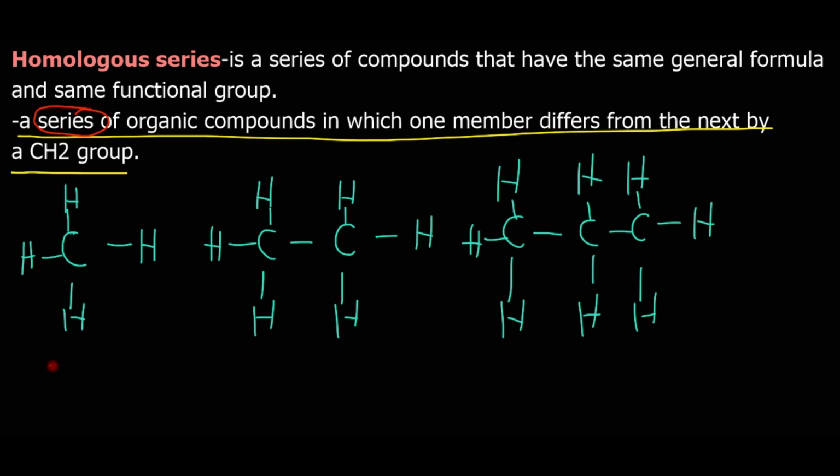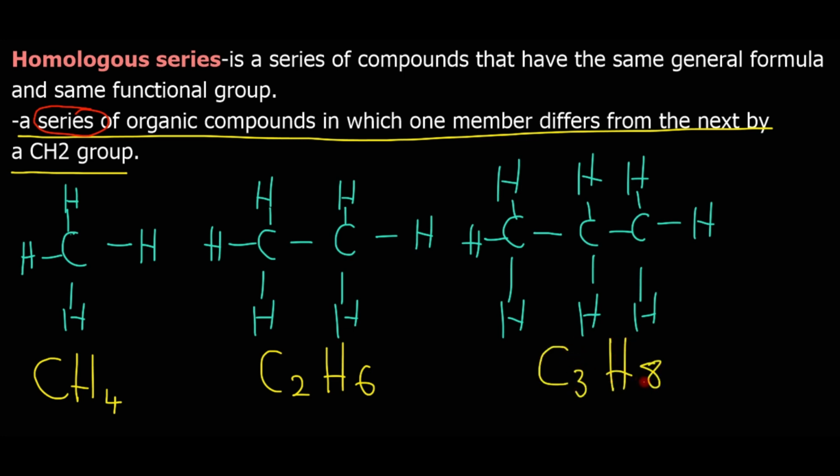Here we have one carbon and then 4 hydrogens. As for this one, we have 2 carbons and then 6 hydrogens. And then this one, we have 3 carbons and then 8 hydrogens. You can see that this is a series because you can see that this is a pattern.